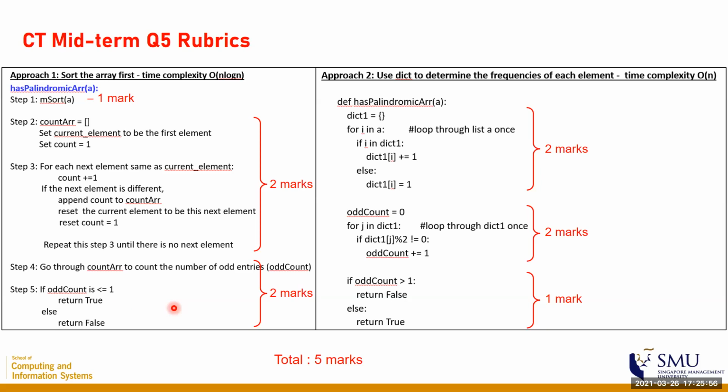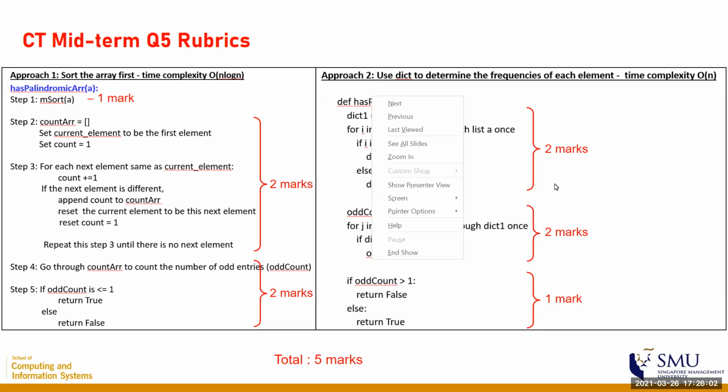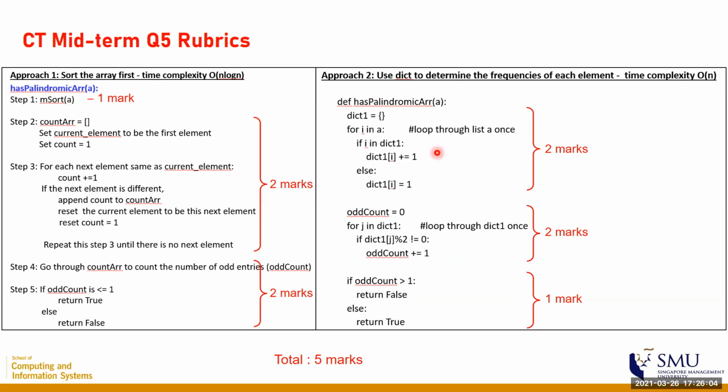If you have attempted this question by the second approach, then creating the dictionary is 2 marks. And going through the dictionary to determine how many elements have an odd number of occurrences is 2 marks. And the final conclusion based on checking the number of odd occurrences is 1 mark. So a total of 5 marks for this question.